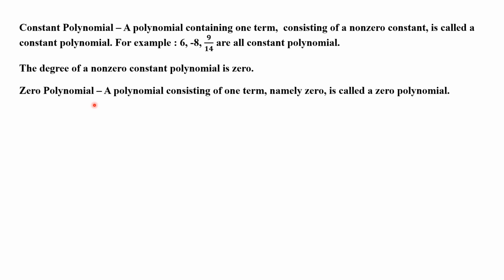Next is zero polynomial. A polynomial consisting of one term, namely 0, is called a zero polynomial. And the degree of a zero polynomial is not defined. So you may see these type of questions in MCQ. Okay. So you should have a knowledge of all these different types of polynomial.